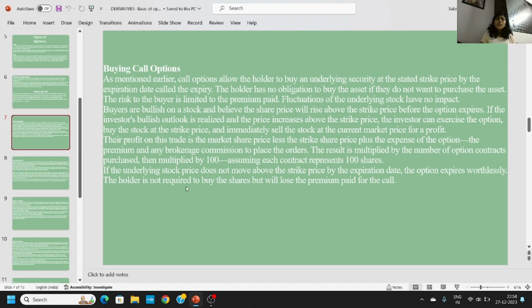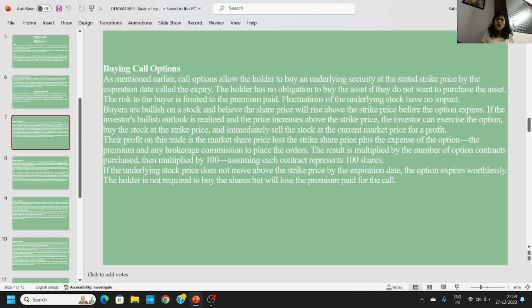So I paid the price that is 3.6 into 1500 per lot, but my profit, if the market current price is 4 rupees, so the difference between my current price minus strike price is my profit. So their profit on this trade is the market share price less the strike price plus the expenses of the option, so the premium and the brokerage commission to place the order. The result multiplied by the number of option contracts purchased. It is multiplied by 100, assuming each contract represents 100 shares, for example here.